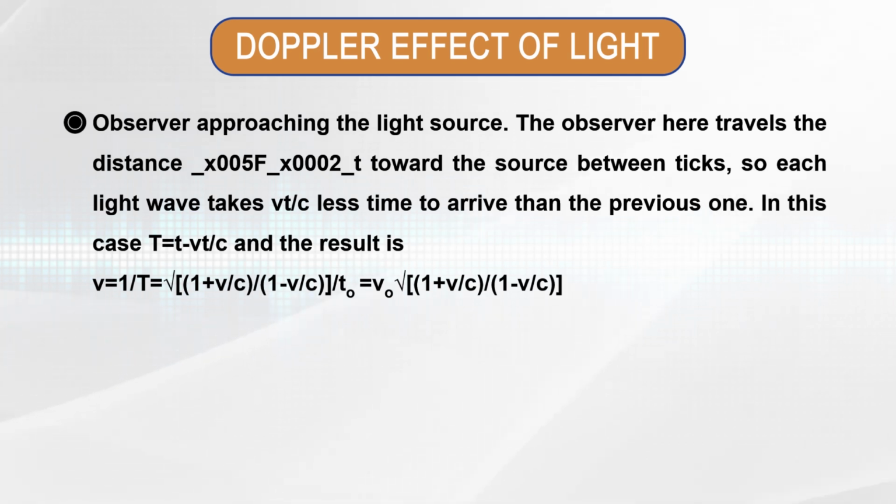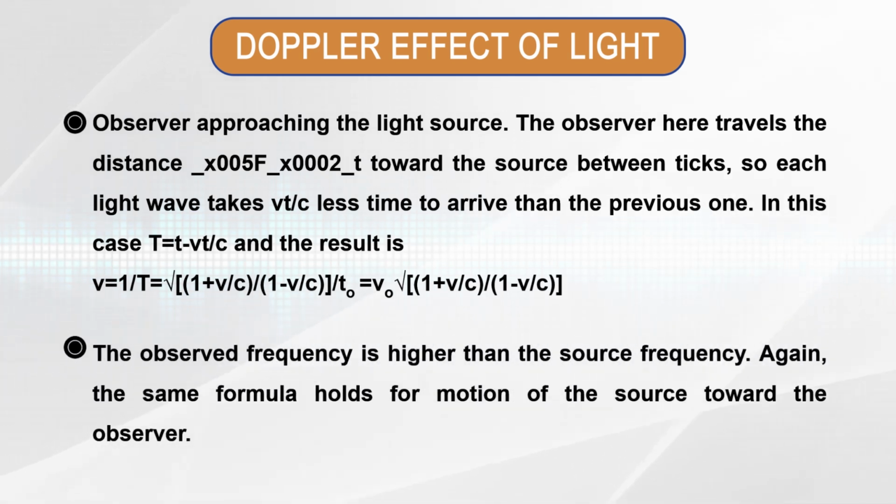I would like to say here that I have changed the notation for frequency. In the case of sound, I took f and f prime as the original and observed frequency, but in the case of light, in general we use nu as the frequency, so we take the notation nu and nu naught. Nu naught is the original frequency and nu is the observed frequency. What we observe here is that the observed frequency is higher than the source frequency. Again, the same formula holds for the motion of the source toward the observer, meaning that whether the observer is moving toward the source or the source is moving toward the observer, we can use the same formula.